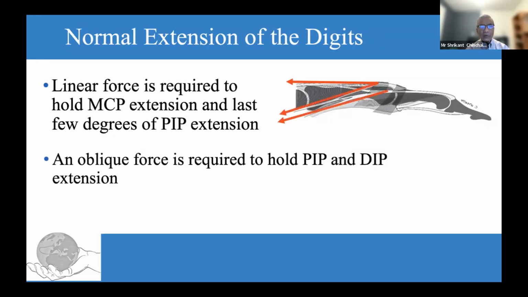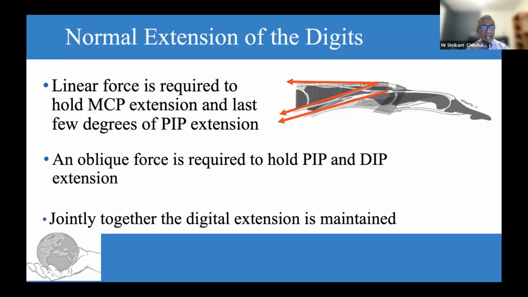We need an oblique force required to hold the PIP and DIP joint. And this oblique force is actually coming from the intrinsic muscles, which includes the lumbrical as well, giving you extension of the interphalangeal joint and maintaining the PIP and DIP joint in extension. And jointly together, that means the extensor digitorum communis, that is a linear force, and the oblique force produced by the intrinsics, they jointly act together, maintaining the finger extension.